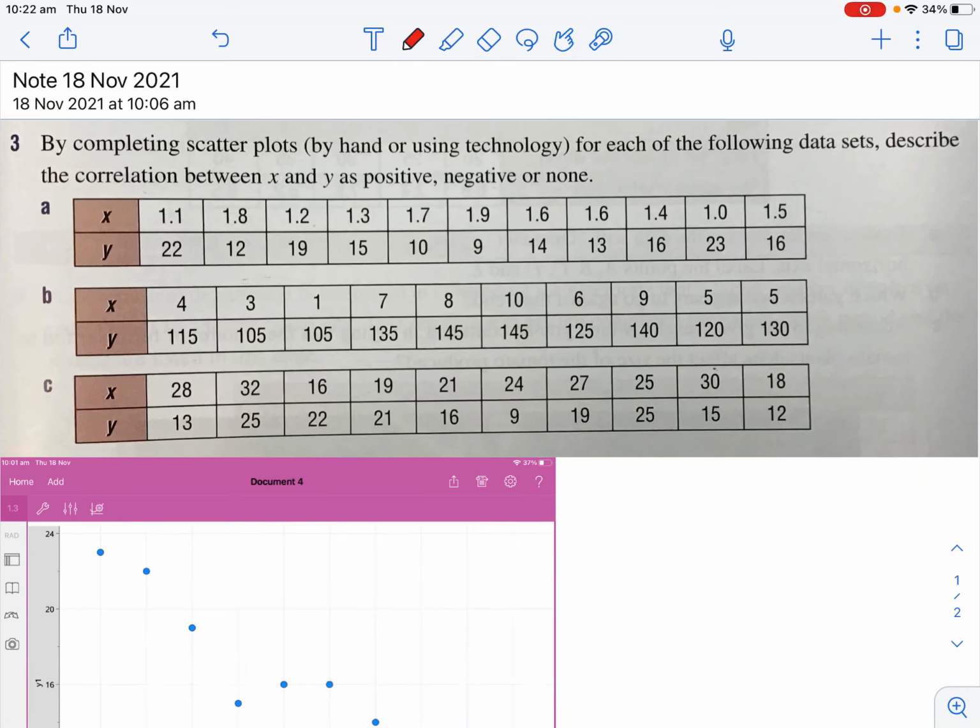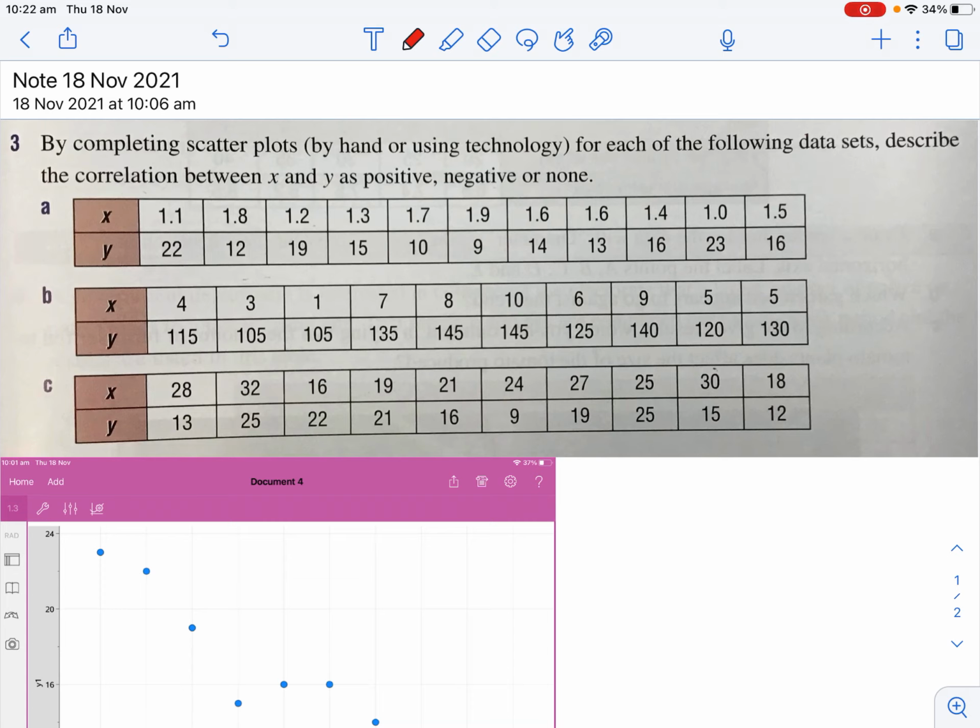Hi everyone. Thank you to Stella who reached out and asked for some help and some clarity on describing the relationships when we're drawing scatter plots. So in this video I'm going to quickly run through how we talk about the correlation in relationships.